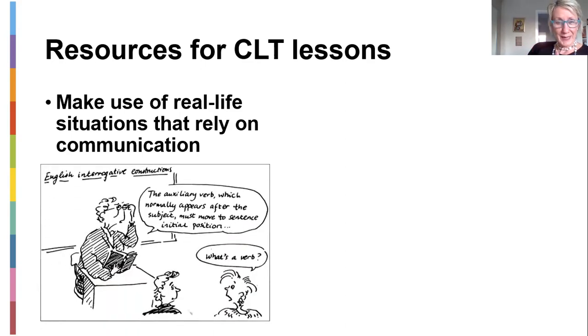If you are teaching grammar like this little cartoon, English interrogative constructions. Now, what is that? It's asking questions: when, why, wherefore. And the teacher, putting her glasses on, says, the auxiliary verb, do you all know what auxiliary verbs are? Is, are, were, was, which normally appears after the subject. He is, he was, they were, must move to sentence initial position. Now, what does that actually mean? I mean, it's frightening to listen to work like that. And one student in the class says, what's a verb?